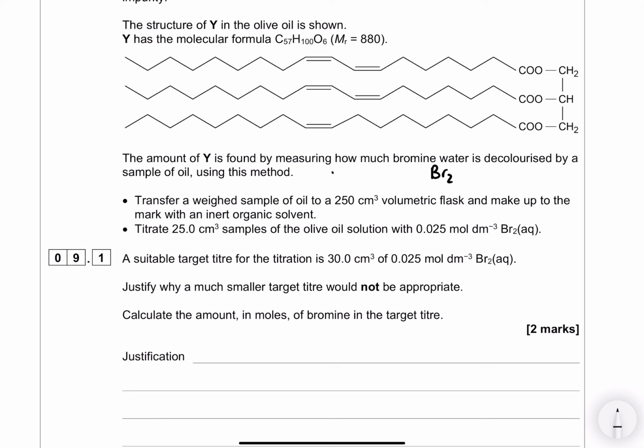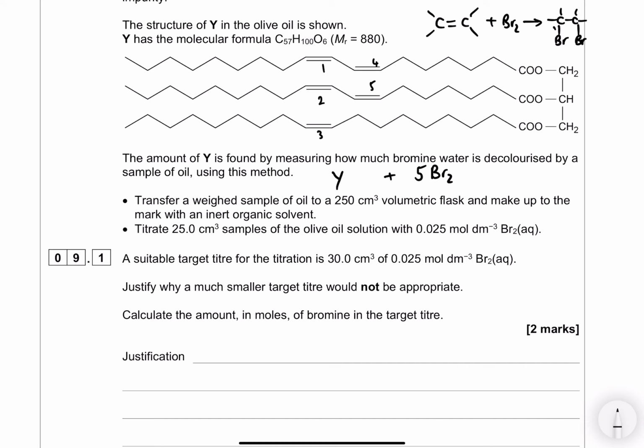If we look at the structure, we can see that when we write the equation, there are 5 double bonds. So for one Y, we'd need 5 bromines, because remember that when we do the reaction with bromine and alkene, each double bond picks up one Br2 molecule. So if there's 5 double bonds, we'd need 5 Br2s.